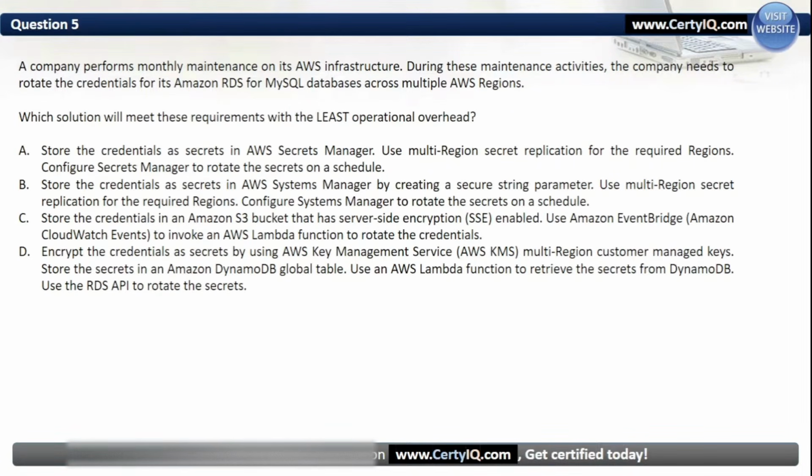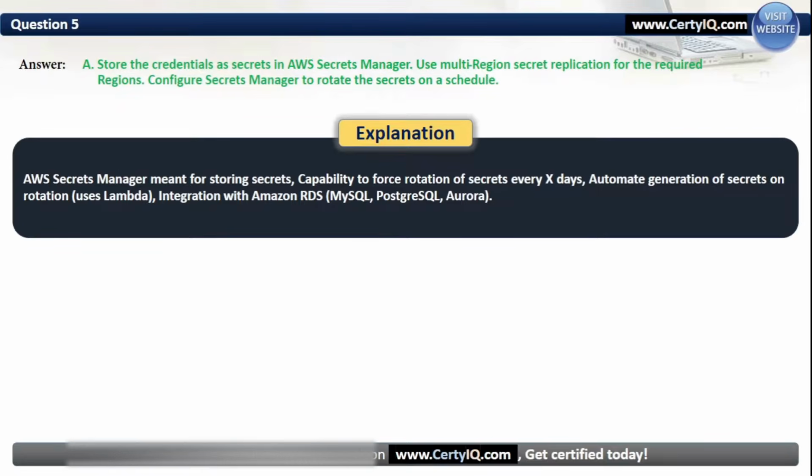The correct option among all these is A. Store the credentials as secrets in AWS Secrets Manager. Use multi-region secret replication for the required regions. Configure Secrets Manager to rotate the secrets on a schedule. AWS Secrets Manager is meant for storing secrets. Its capability to force rotation of secrets every X days, automate generation of secrets on rotation, and integration with Amazon RDS.